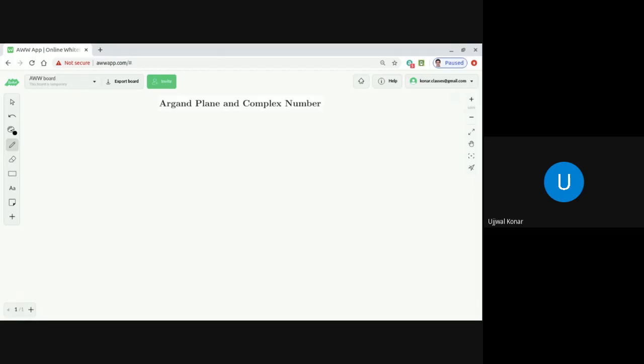Now, what is the difference between a real number and a complex number? Apart from the differences we discussed last time, you really cannot compare two complex numbers, meaning whether one complex number is greater than the other or not. Whereas you can always compare two real numbers.